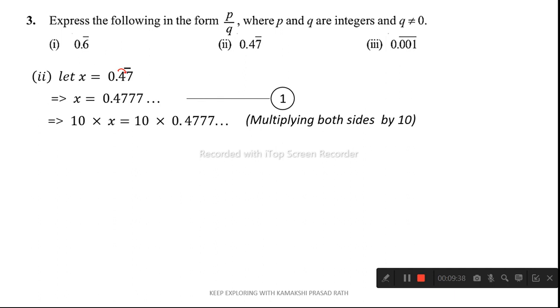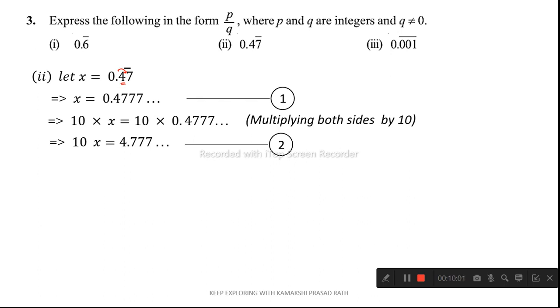So first you have to see how many places are not repeated. Here only 4 is there, so this is only one place. So we are multiplying by 10. When you multiply by 10, we get 10x equals 4.777. So here we get it as equation 2. Now, can we subtract 1 from 2?